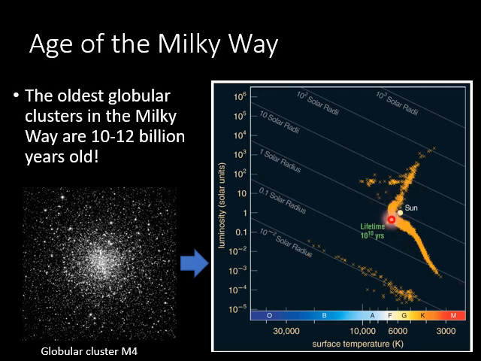It's right near where the sun would be located in this diagram, and the sun lives for about 10 billion years total. So in M4, you can see the main sequence turnoff point is right around 10 billion years. So this cluster must be about 10 billion years old. And that's what we find for most globular clusters in the Milky Way. They're all about 10 to 12 billion years old. So our Milky Way galaxy must be 10 to 12 billion years old as well. That's how we can estimate the age of our own galaxy.